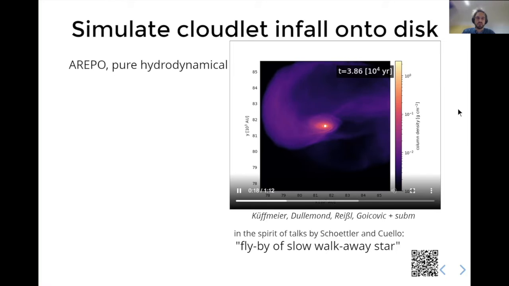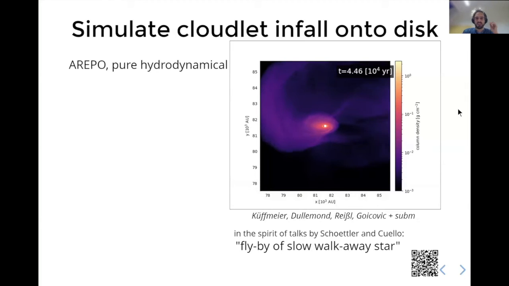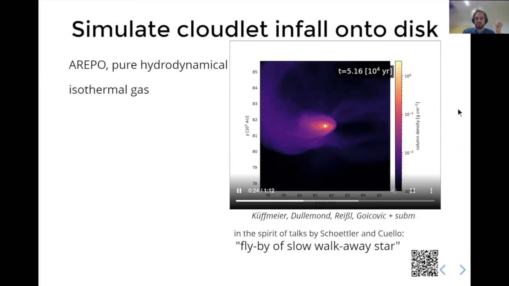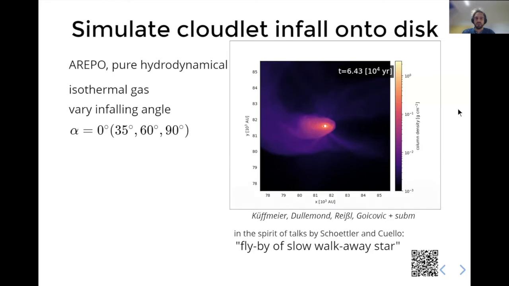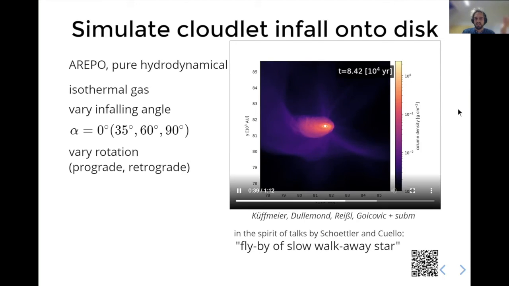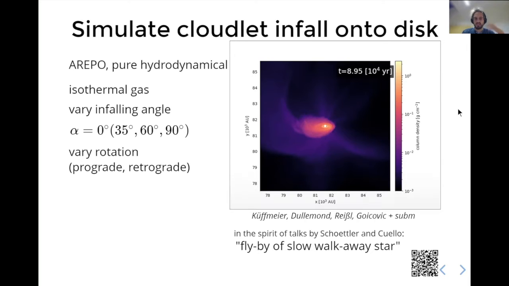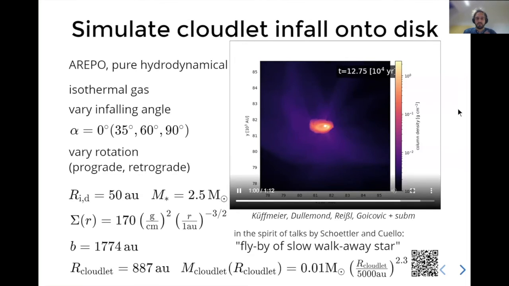What we are doing are Arepo simulations, purely hydrodynamical. We consider only isothermal gas. And since this is a rather simplified setup, it allows for a nice parameter study. We vary the infalling angle: 0 degrees, 35, 60, 90 degrees. We consider various rotations, namely prograde and retrograde, so that the infalling cloudlet is either along the rotation of the disk, or in the opposite direction. And then we apply these parameters here.